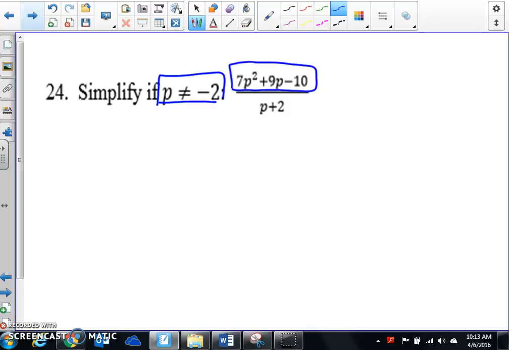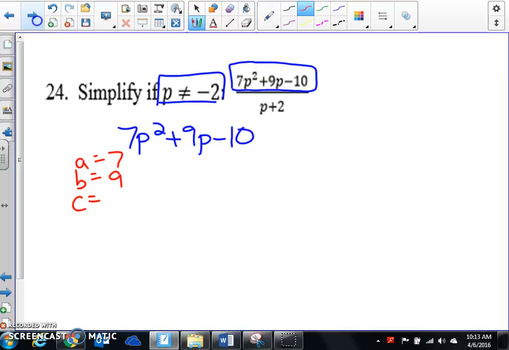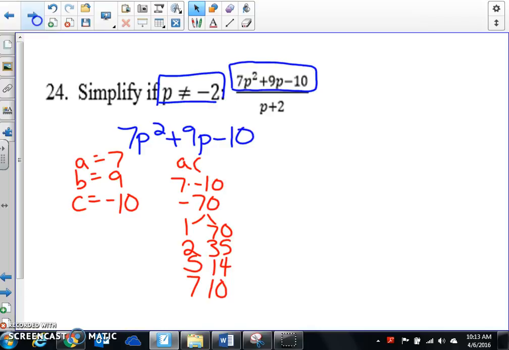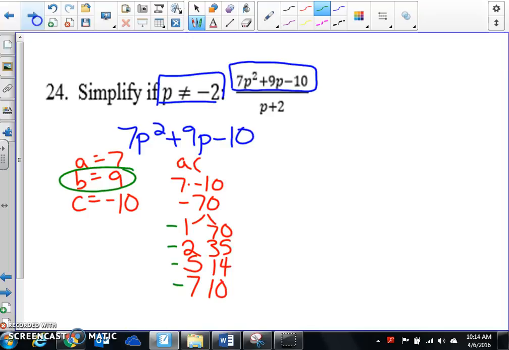We're going to take this top and we're going to factor it. So 7p squared plus 9p minus 10. I do not have a GCF, therefore I do my ABCs. My AC is 7 times negative 10, which is negative 70. 2, 35. 4 doesn't work. 5, and what is that? 70 divided by 5, 14. 6 doesn't work. 7 and 10. All right. So my B is a positive 9. My AC is negative. Therefore, I need to put it on my smaller numbers. This looks like the winner.